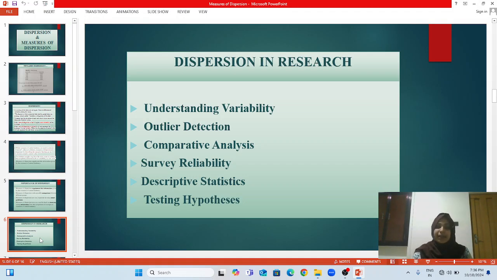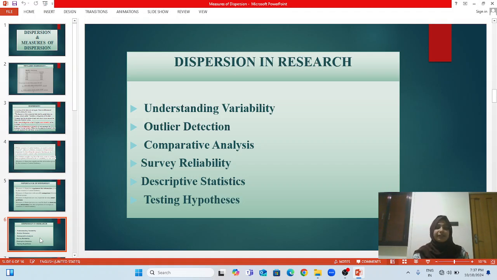Then the third one is comparative analysis. As we already said in the general importance of dispersion, it is helpful in research also for comparative analysis. Then the fourth one is survey reliability. As we already discussed the relation between reliability and dispersion, it is important.